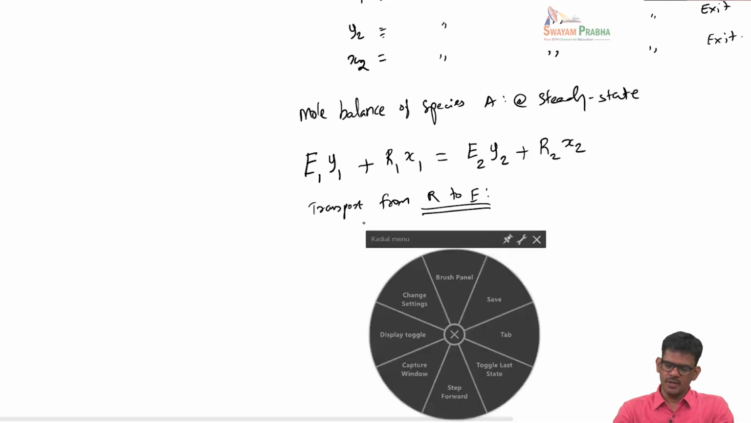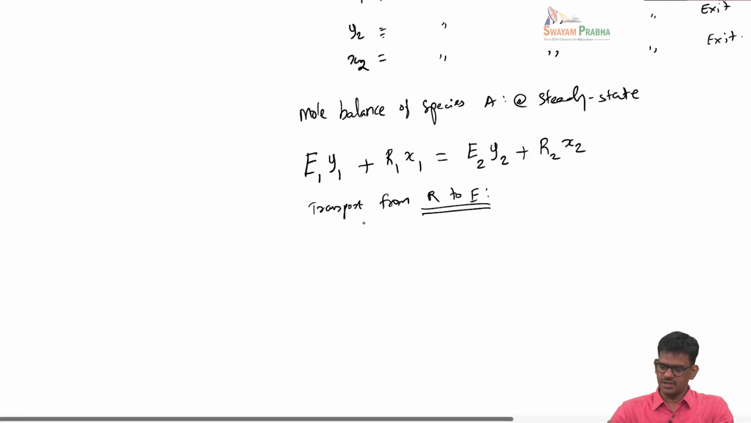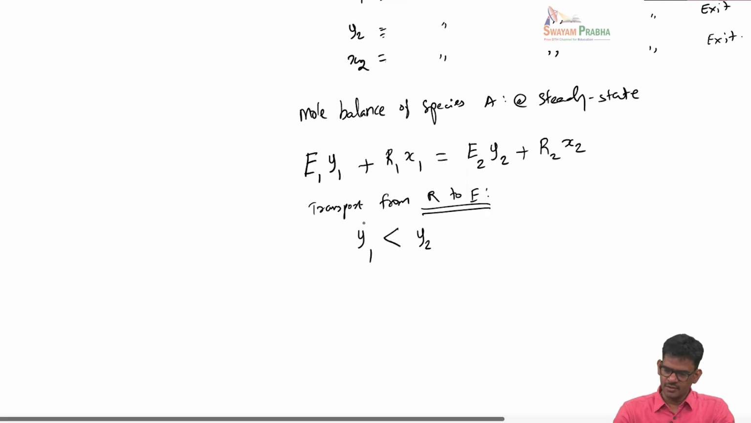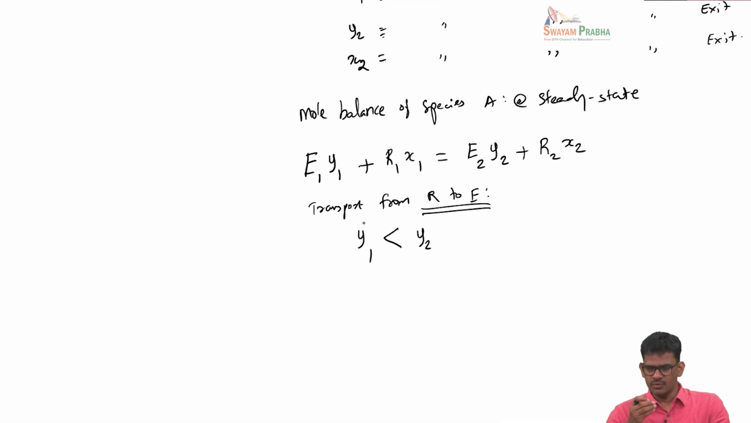So if you compare Y1 and Y2, which is the composition in the E phase, how would you compare them? Will they be equal, which will be more or less? How would you compare Y1 and Y2? Y2 will be more than Y1, right? Because mass is transferred from the R phase to the E phase. So the composition in the E phase will keep on increasing as the mass transfer continues.